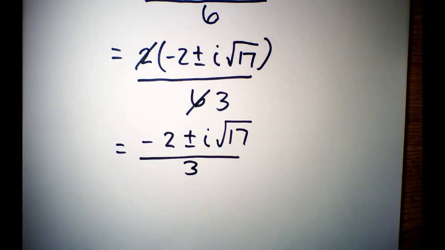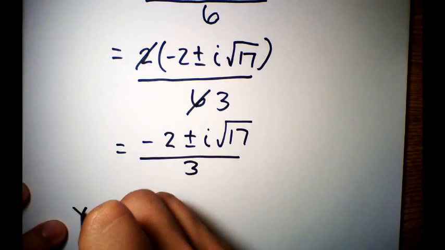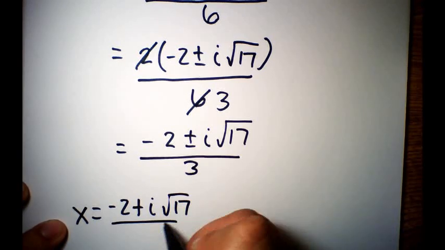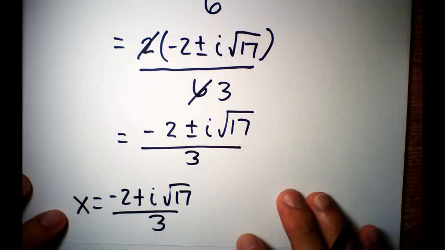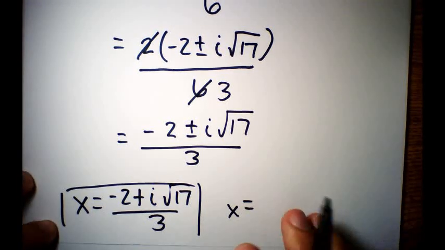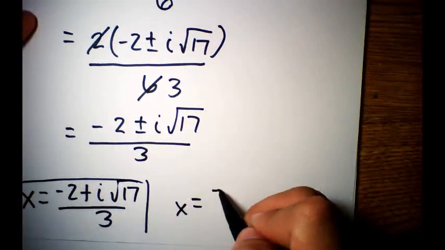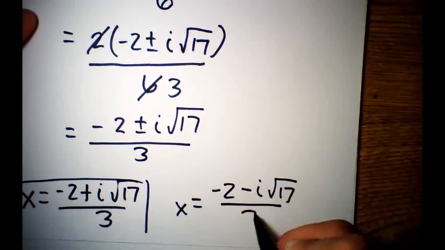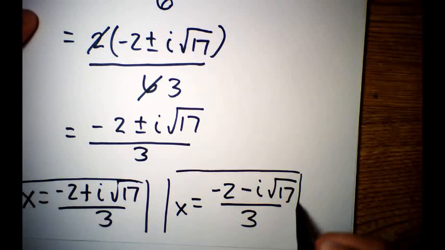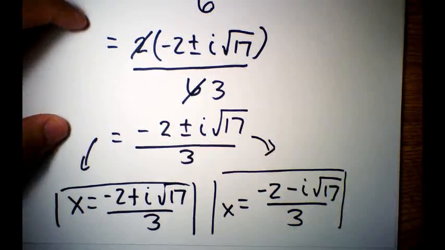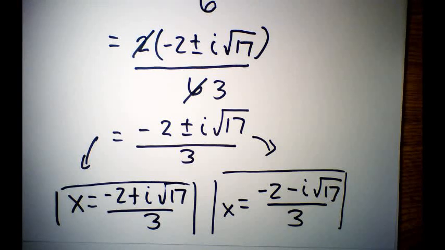And then now we can split this up. x is equal to negative 2 plus i radical 17 over 3. That's the one with the plus. And let's box this. And then your second answer is going to be negative 2 minus i radical 17 all over 3. So this is your second answer for this. Okay. And this is your answer for example number 5.